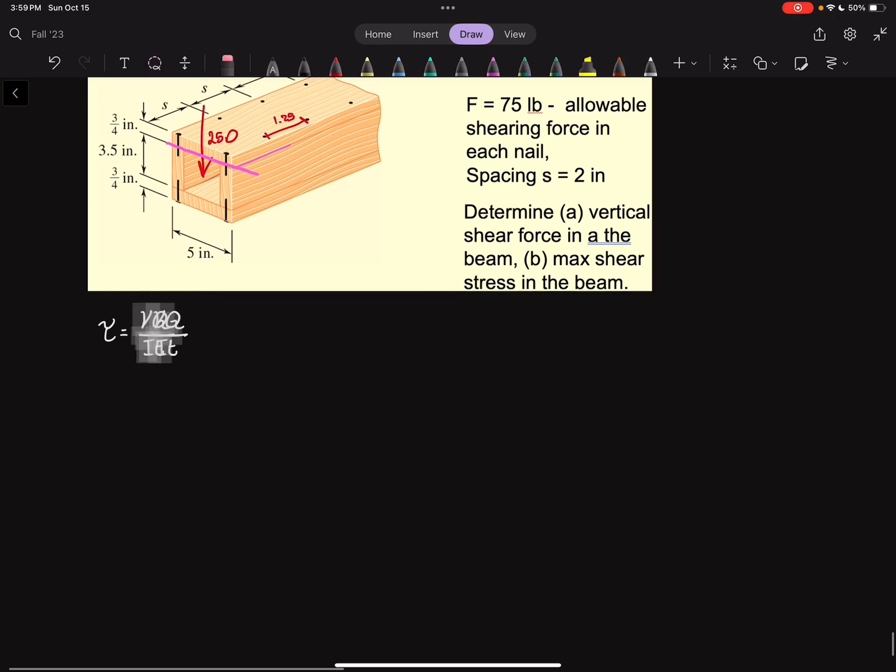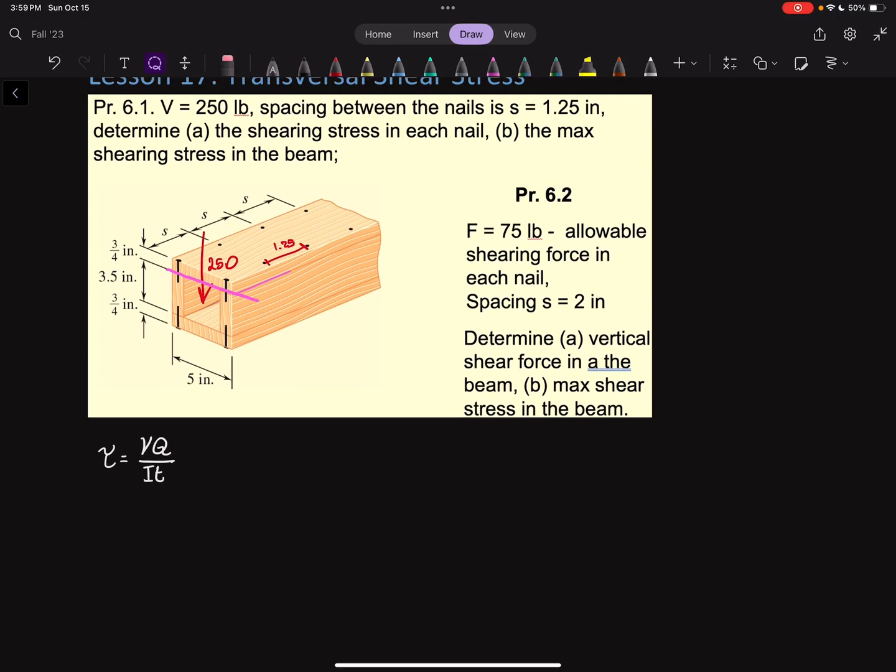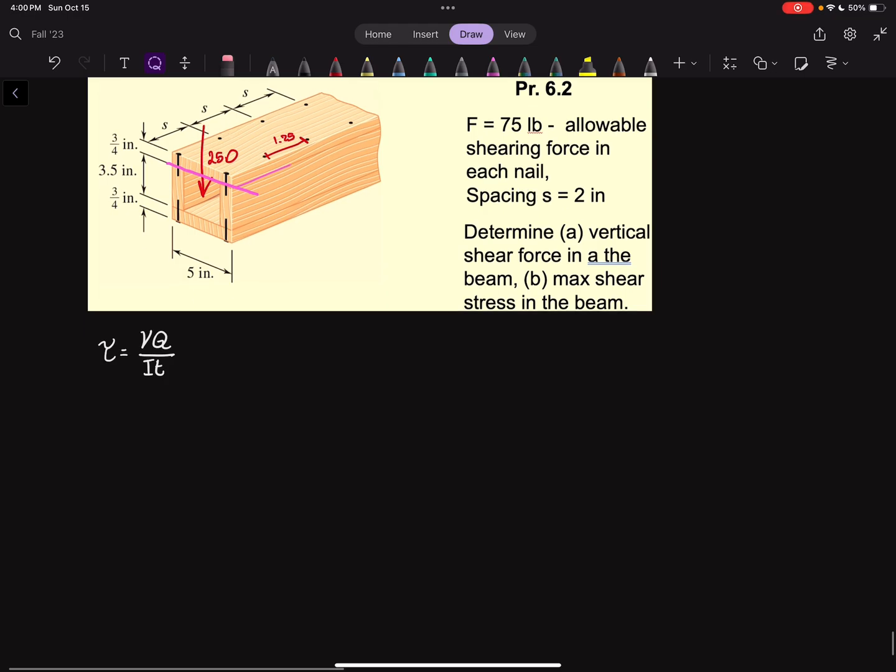Okay? And so how are we going to do this? Well, we need a couple things. They gave us V, so thank you for that. But now we need Q. Q is equal to the area times the distance of that centroid from the centroid axis. So this is symmetric, luckily. So the centroid is going to be right here.